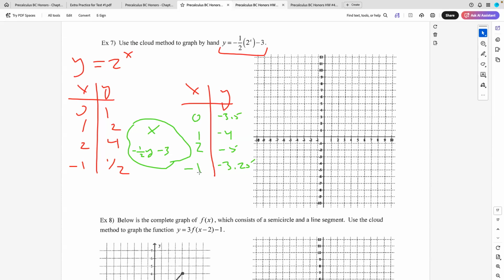I would have caught myself, because it would be really funky, right? Because as we go to the left, it should be getting towards asymptotic behavior. So 0, -3.5 is right here. 1, -4 is right here. 2, -5. -1, -3.25. So there is an asymptotic behavior because of the shift of 3 down.